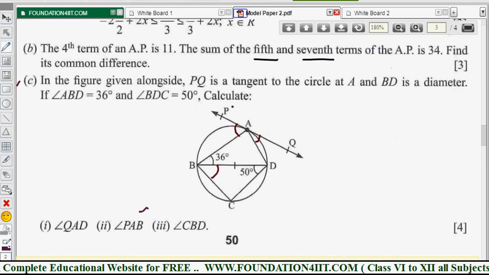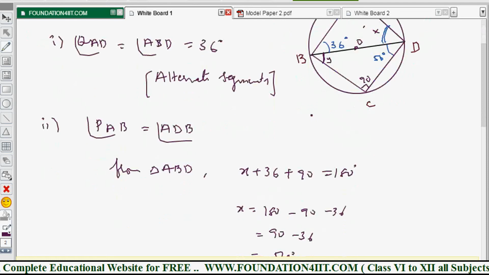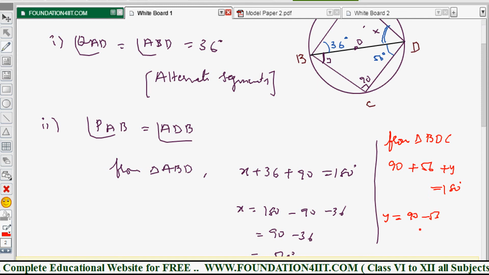And one more is angle CBD. So this angle we need to find out. This is simple. If you take it as Y, then from triangle BDC, the sum of the angles in a triangle is 180 degrees. So 90 plus 56 plus Y is equal to 180. Then Y is equal to 180 minus 90, which is 90, 90 minus 56, that is 34.